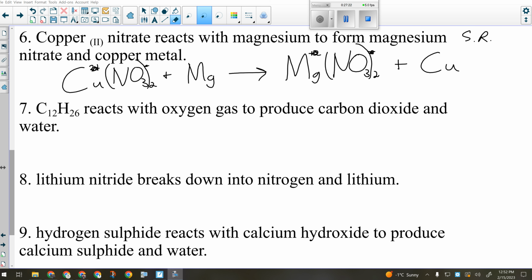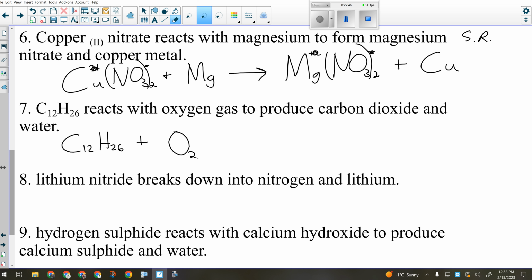So they tell us what the compound is because I have no idea what the prefixes for 12 or 26 are. Okay, and that's usually what will happen if I give you one like this that's beyond the prefixes we know, I'll just give you the compound. Okay, so C12H26 reacts with oxygen gas. What does that look like?